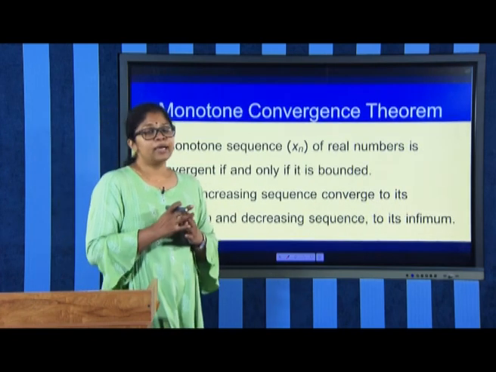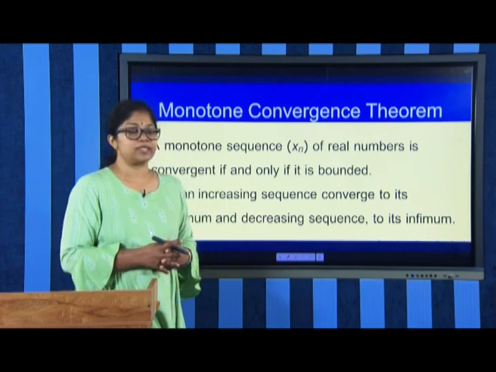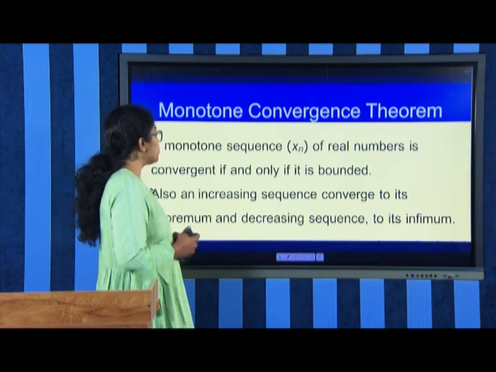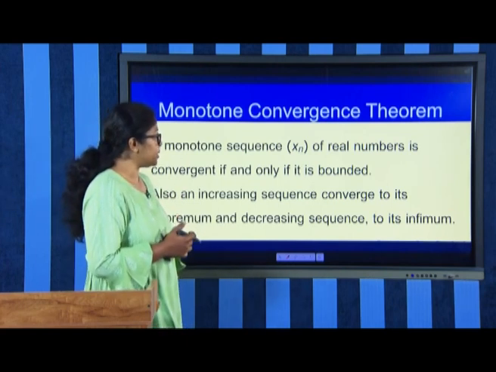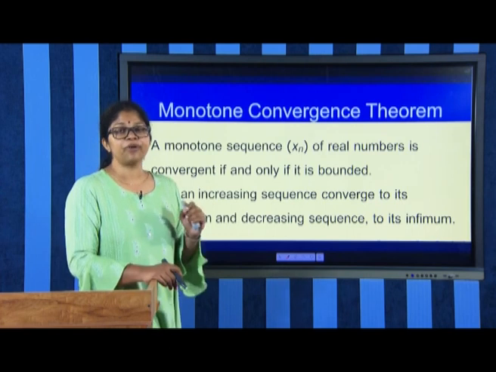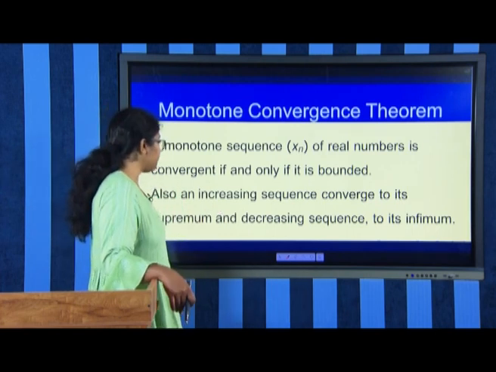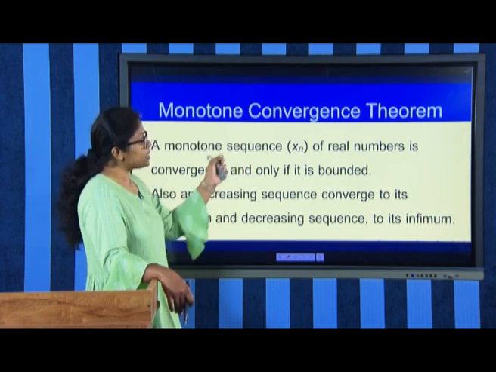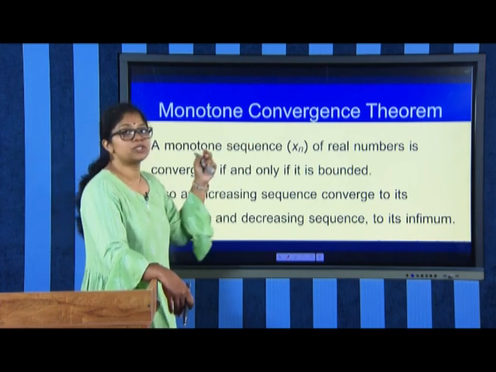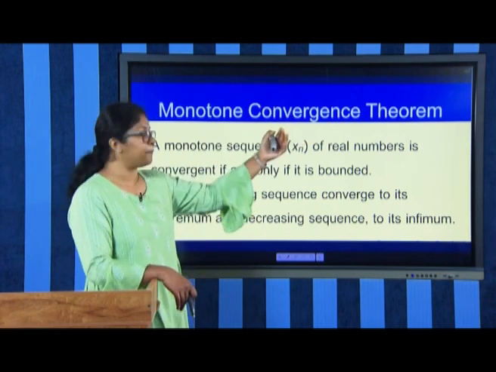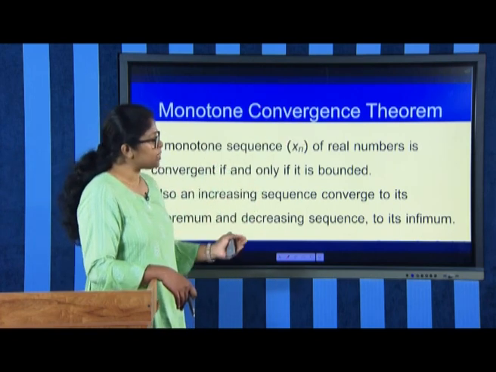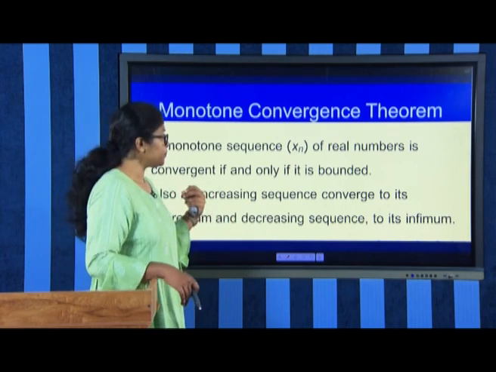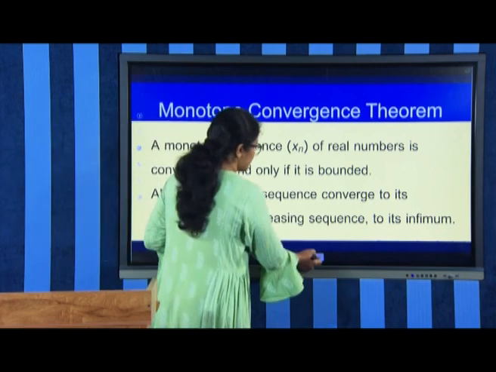Now, why do we require monotone sequences? Definitely to study their convergence. A monotone sequence of real numbers is convergent if and only if it is bounded. And where does it converge to? A monotonic increasing sequence converges to its upper bound or supremum, and a decreasing sequence converges to its infimum or lower bound. Let us see the proof of this result.